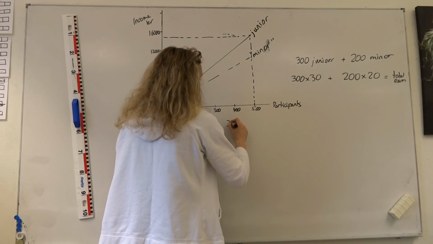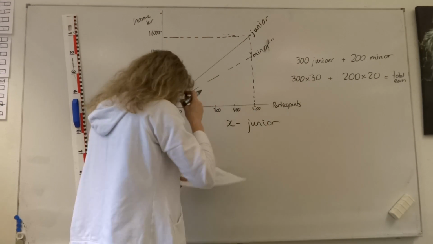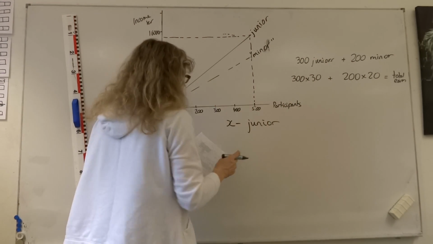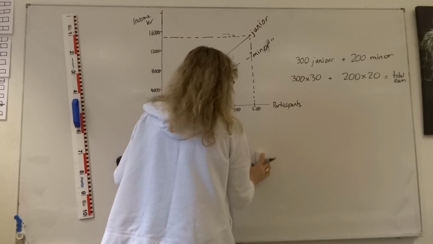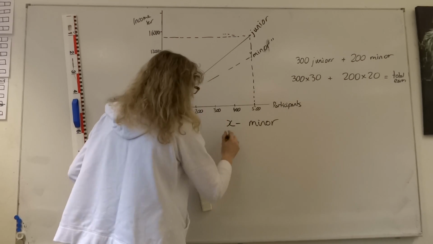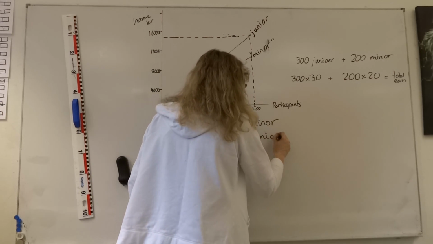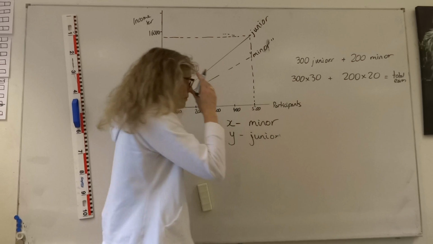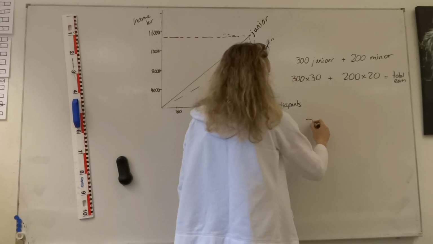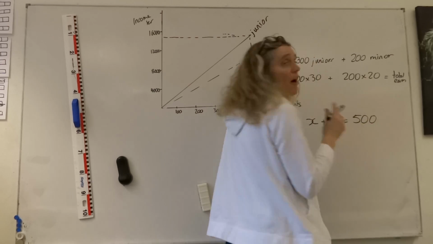Let's call them x, the little ones first. X is minor, y is junior. What do we know about the number of juniors and minors? Well, we know that altogether x plus y equals 500. We have 500 of them in total.